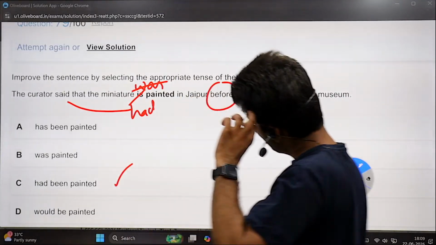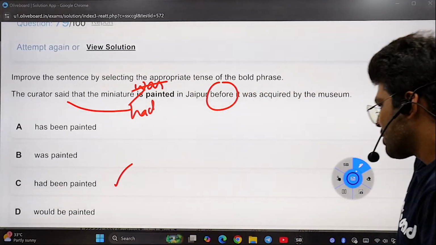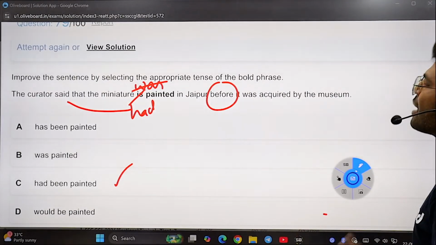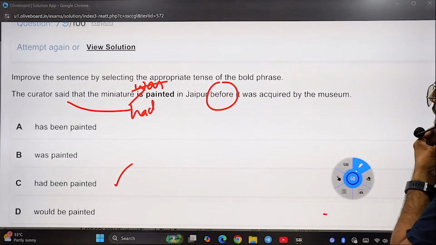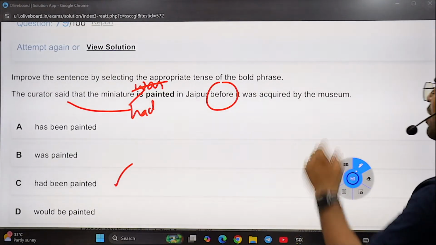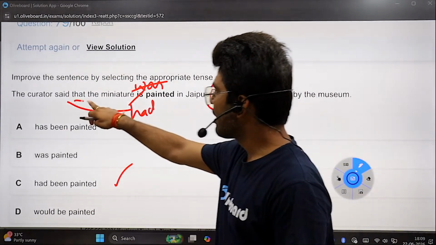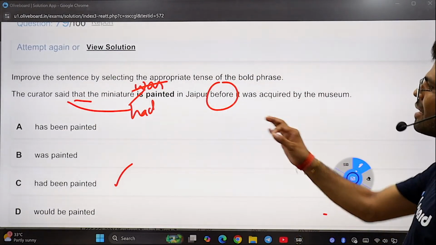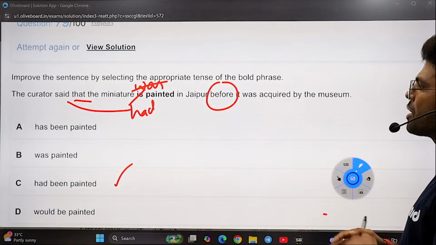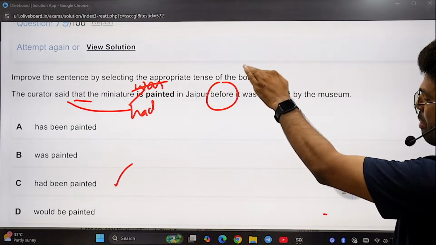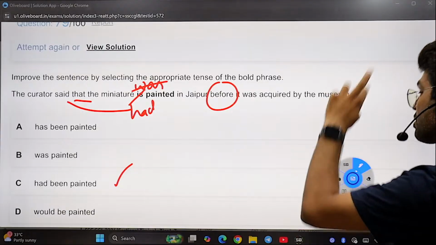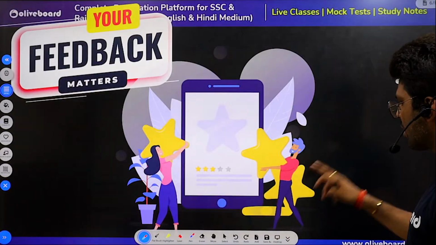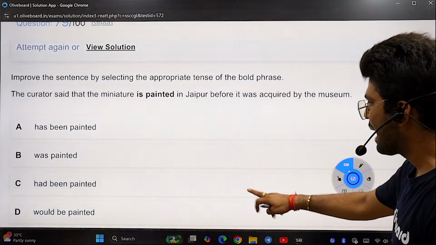Answer. As a teacher, I thought a little extra. Clicked D. I thought the conditional clause, since it belongs to the I shouldn't explain that here because the answer is wrong. So I take the blame, no objection. That's the answer. The curator said that miniature is, the situation belongs to past, it should be was. Before should be had been. The only possible answer, had been painted.